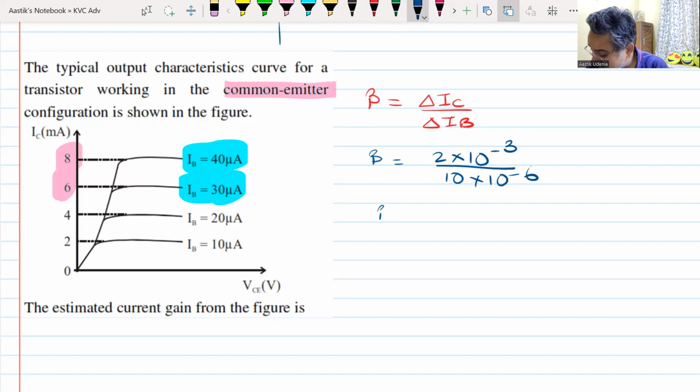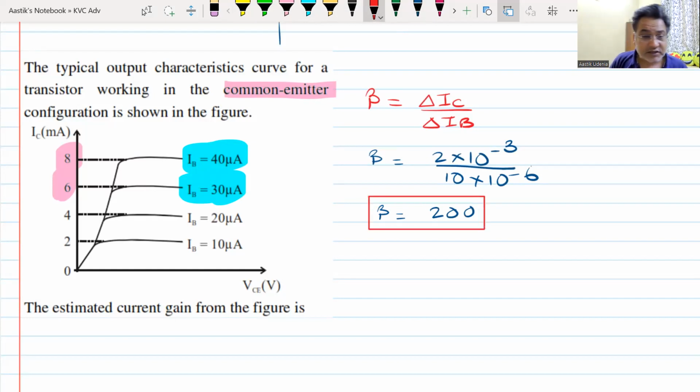If you divide these two things, and if you just call them 2 and 10, you will end up with a perfectly wrong answer. The value of beta should be coming as 200 and not as 0.5, which was the answer according to you. So please remember that you have to also keep in mind the units, because all these calculations are pretty simple. But if you don't worry about the units, they are going to give you an absolutely wrong answer. Do we understand this? Yes, sir.